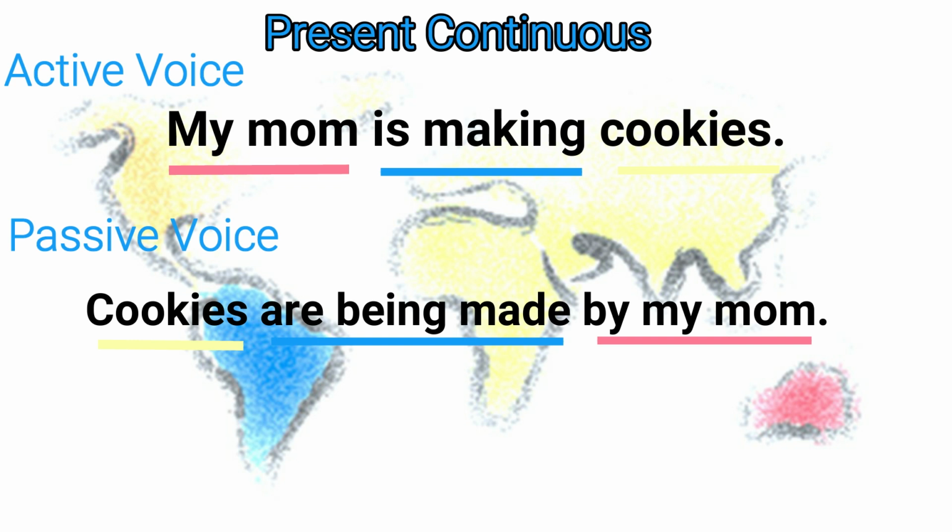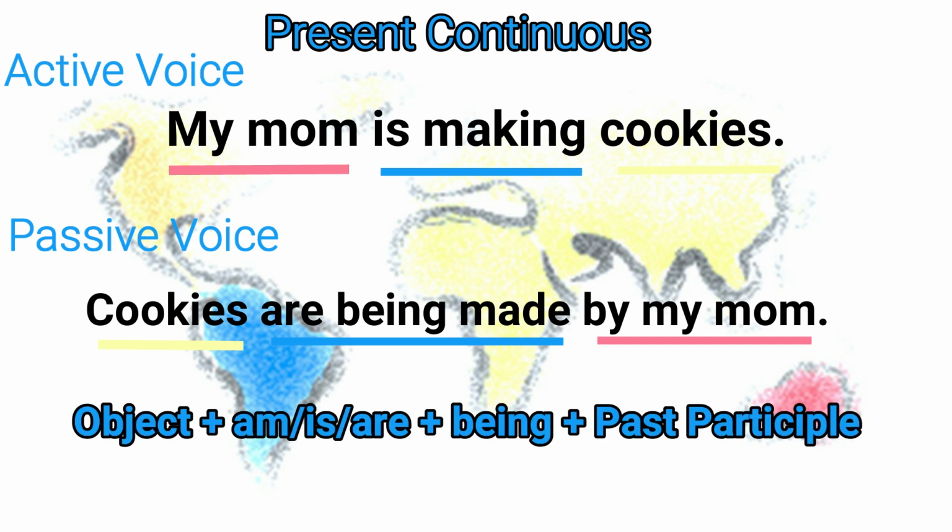So my form of the present continuous passive voice will be the object followed by am, is, or are, the gerund being, and the past participle. Again, you need to make sure that whatever tense is being used in the active voice is the tense that you use in the passive voice. They should match. You should retain the tense being used.